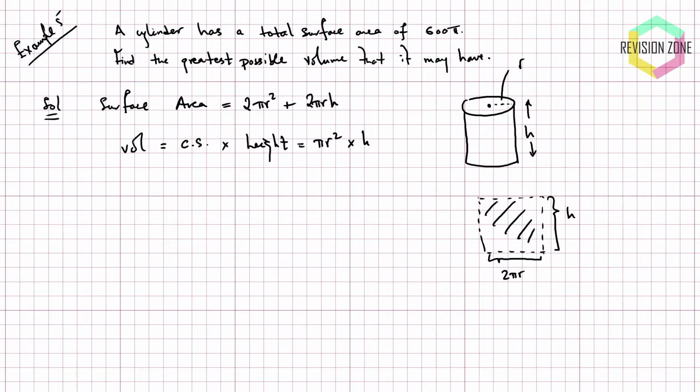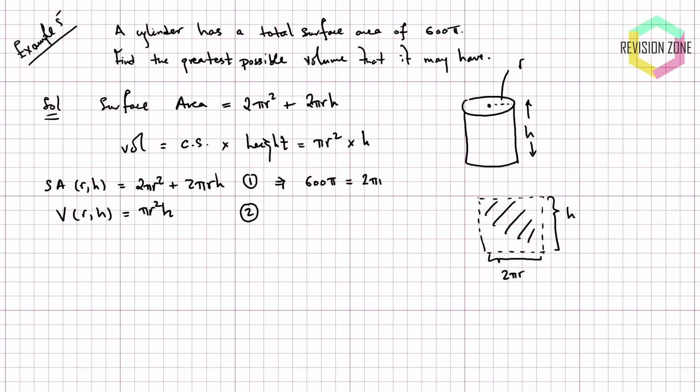So let's do that. Perhaps I want to write this in a slightly more sophisticated way. I want to say my surface area function is a function of r and h, and it's 2 pi r squared plus 2 pi r h, and my volume function is also a function of r and h, and it's pi r squared h. And we can label these as 1 and 2 respectively. Now going back to the fact that we're told that the surface area is 600 pi, my first equation tells me that 600 pi is equal to 2 pi r squared plus 2 pi r h.